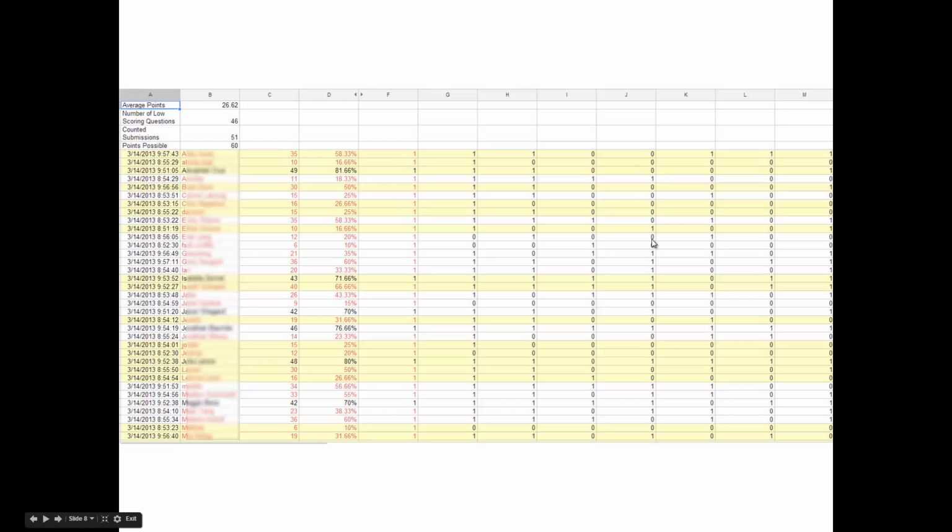This is what it actually looks like. So instead of that spreadsheet that I had before, the names are all alphabetized. I have the average amount of points. I have the number of low scoring questions. I have the counted submissions. I have the point value or points possible. For each student, I have what they actually received, what score. I have the percentage, and then I can see how they actually did on each of the 60 questions. I can see if they got 1 point or 0.